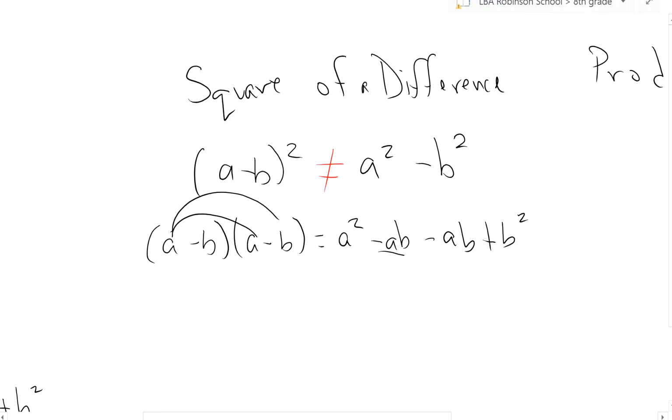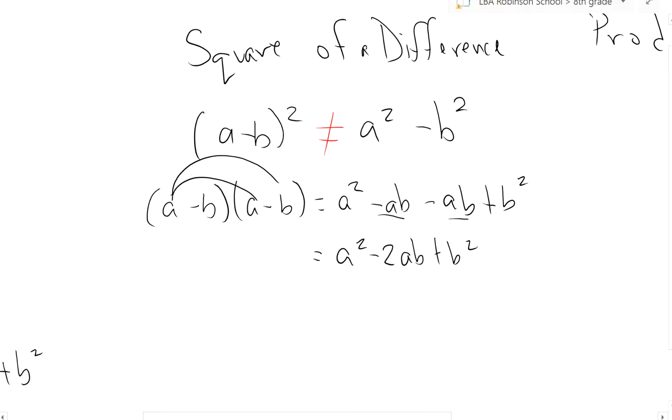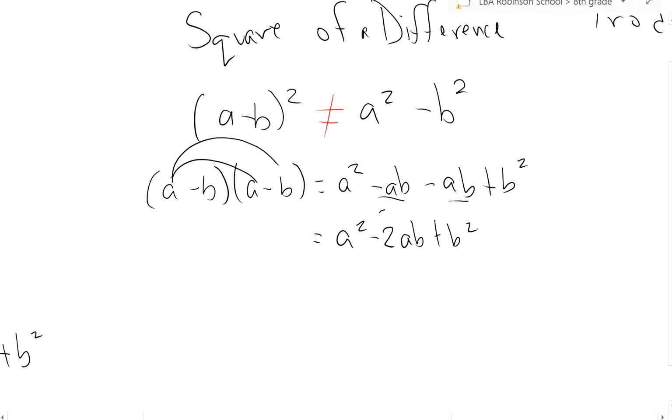And then I have the same term repeated twice, so this ends up being a squared minus 2ab plus b squared. So the square of a difference, notice that it happens the same as the previous one, that it has that middle term.